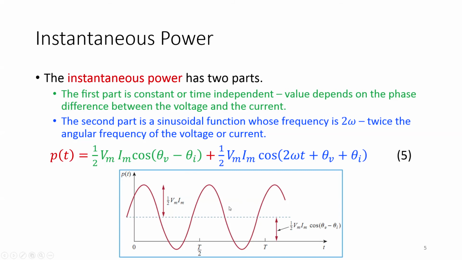When we plot this quantity, it is climbed up from the zero level to the level of half Vm Im cos(theta v minus theta i). This is the average value of the instantaneous power, and this is the sinusoid as represented by this blue part of the equation.